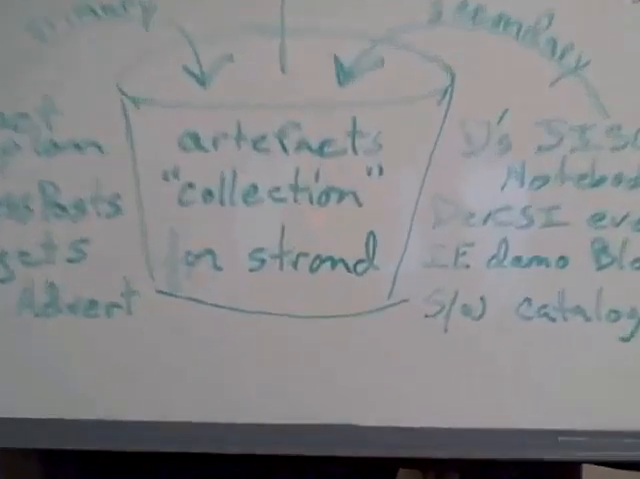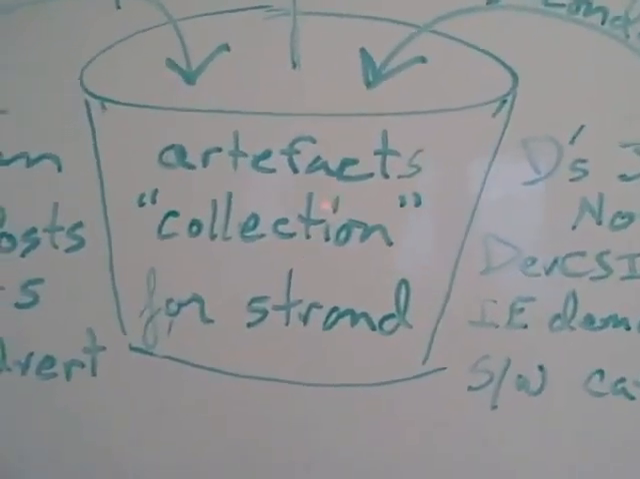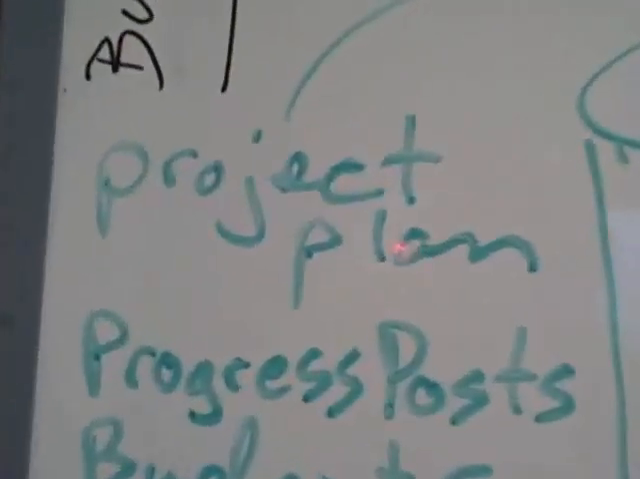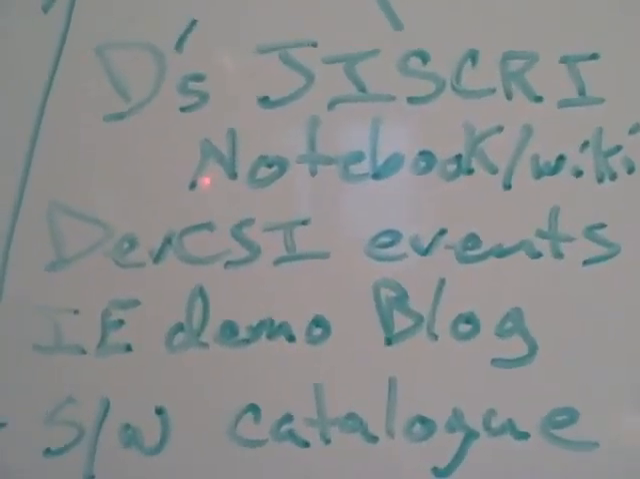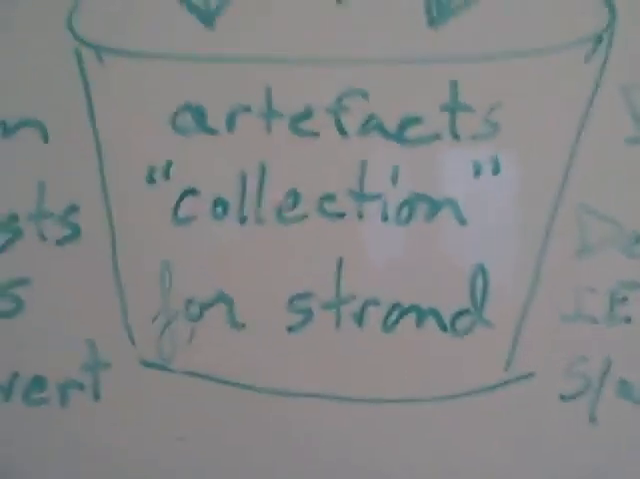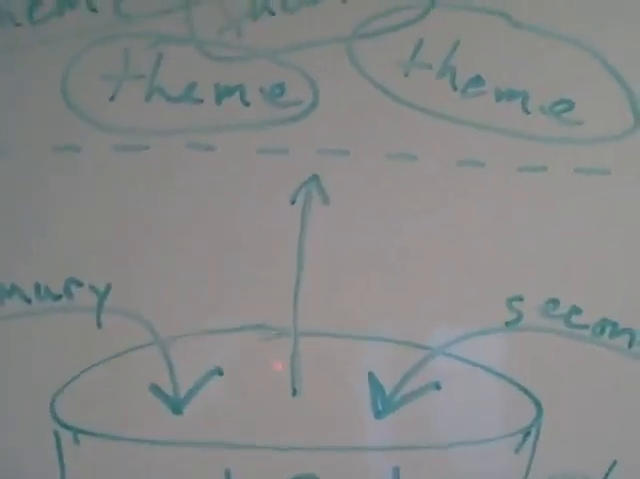So on the first layer, we have the bucket. So this is all the artifacts for the collections for the Strand, which includes things like the project plan, the progress posts, the budgets, the final progress post. Those are primary ones, and then we've got secondary ones like my notebook and wiki on the projects, stuff from the interviews that I've done with each one of the projects, the Dev CSI events and the items produced from that, which go into the IE blog, and then obviously the final software catalog we were talking about, and also other lessons learned. So from there, it moves up into the next layer.